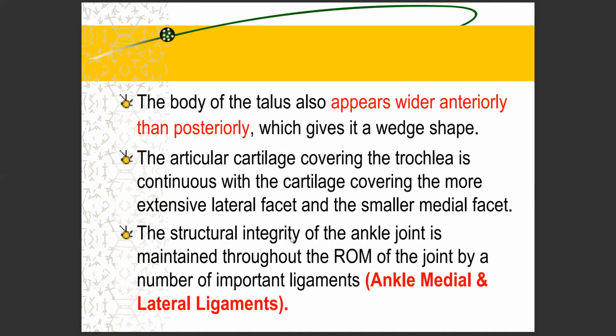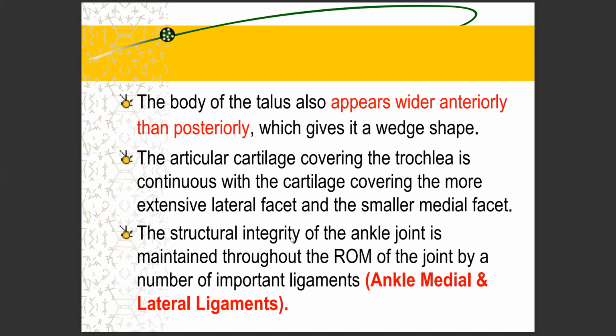The body of the talus also appears wider anteriorly than posteriorly, which gives it a wedge shape. It means it is wider anteriorly and narrower at the posterior end. The articular cartilage covering the trochlea is continuous with the cartilage covering the more extensive lateral facet and the smaller medial facet.